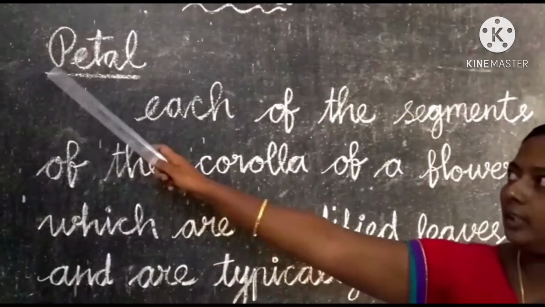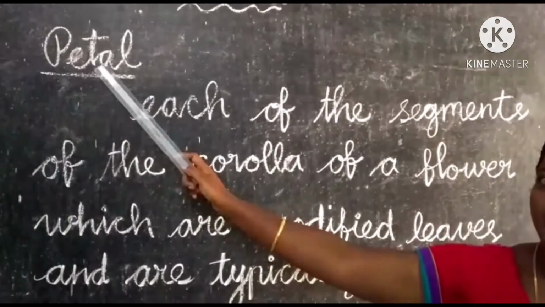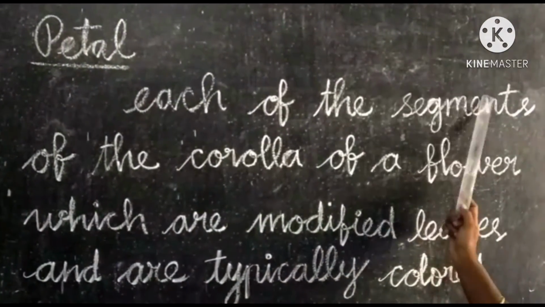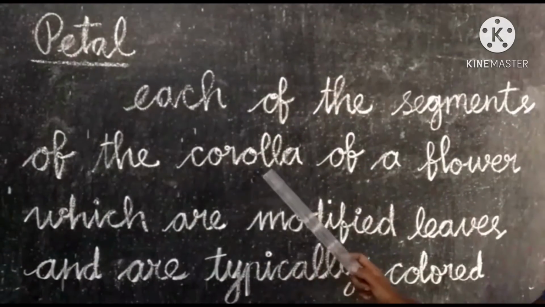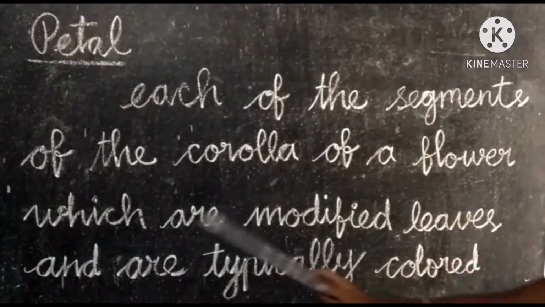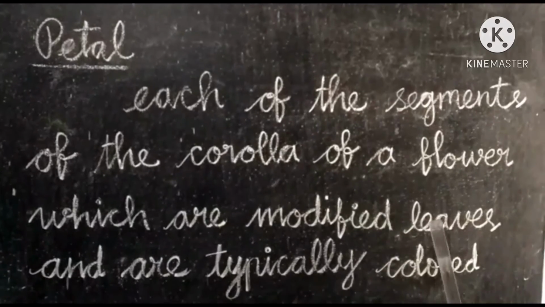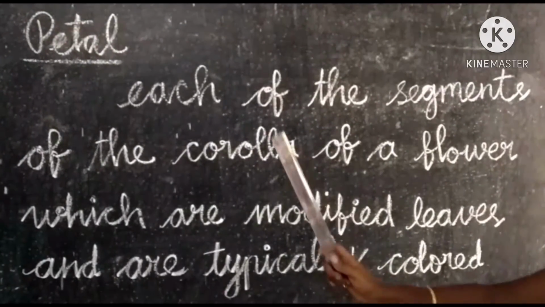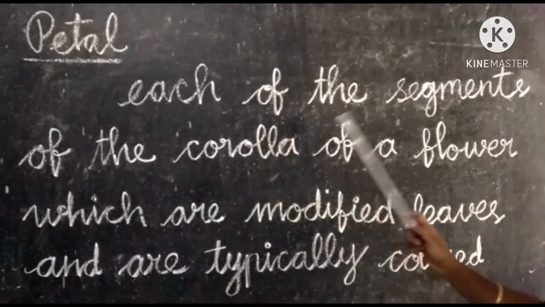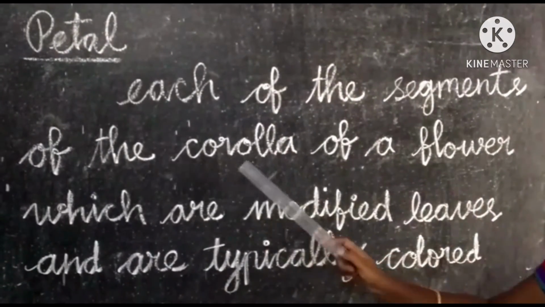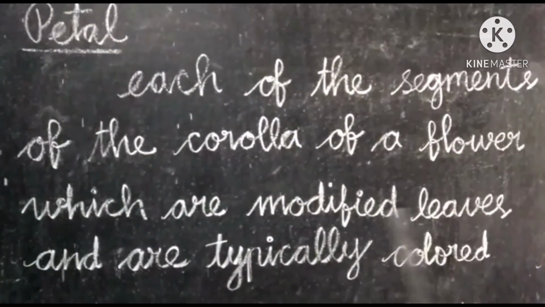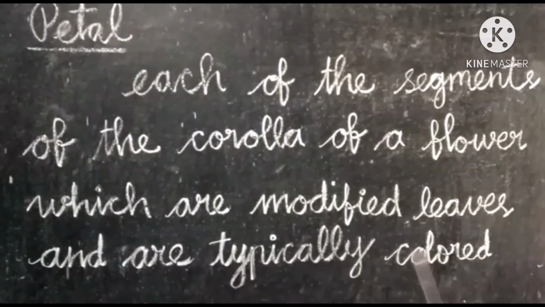Petal. P-E-T-A-L. Petal. Each of the segments of the corolla of a flower which are modified leaves and are typically colored. The meaning of petal is each of the segments of the corolla of a flower which are modified leaves and are typically colored.